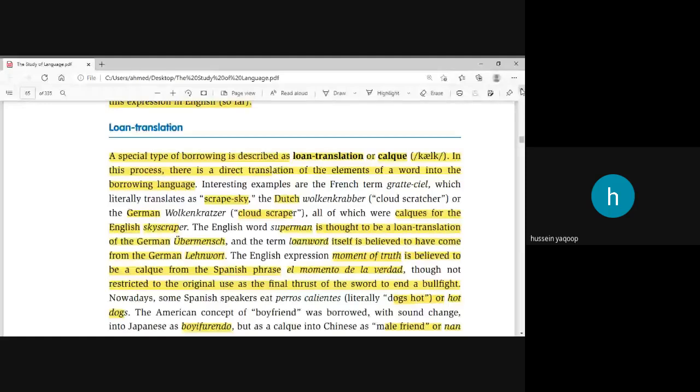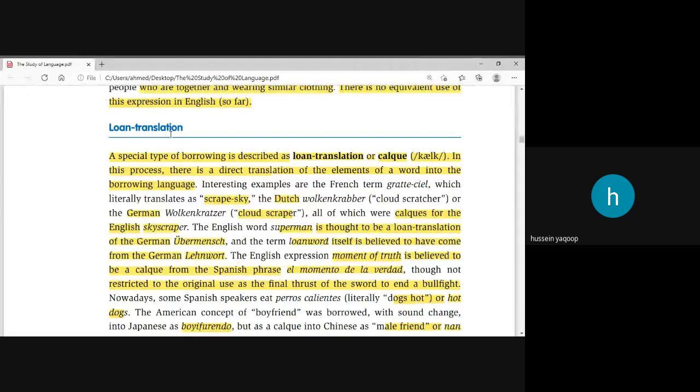Okay. Nice. So now let's talk about the loan translation. Also, it's a kind of borrowing. We keep in mind one important thing, that what we are going to discuss today, all these terminologies are really under the umbrella of word formation. Now, we have another technique, which is a special type of borrowing. It's very close to borrowing, by the way. It's called loan translation or calque.